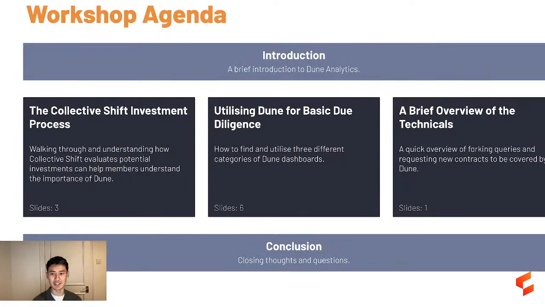So I made these presentation slides that'll help facilitate my thoughts and communicate the ideas that I'm trying to get out there. So bear with me as I run through this, because this will be the first time going through. But the presentation is structured as follows. I'll do a quick introduction, or I did an introduction, and then we're going to talk about the Collective Shift investment process, and just how we think of investments, and then where Dune sits within that. Then I'm going to cover utilizing Dune for basic due diligence, and that's really getting into the meat of how we use Dune, why we use Dune, and our best practices. And then I'm going to end with a brief overview of the technicals.